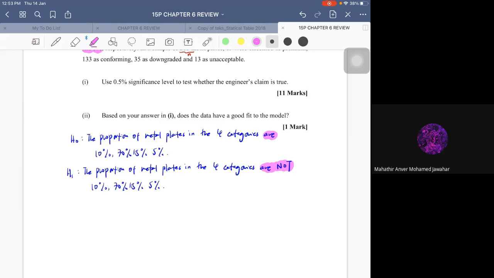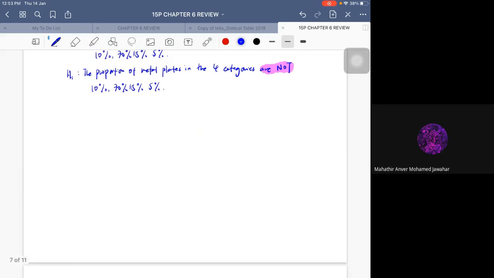Okay, so now that we're done with the hypothesis, we are going to calculate the test statistic. But before we start calculating, what I'm going to do first is start collecting the information that we have. So we have four categories.